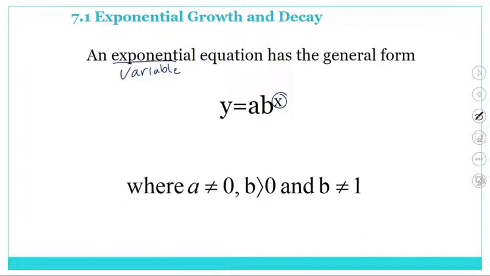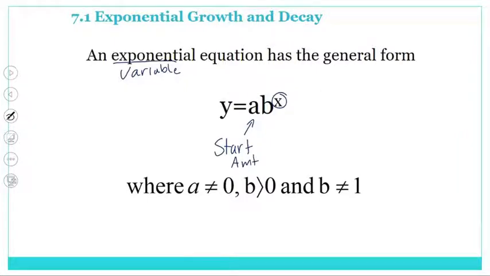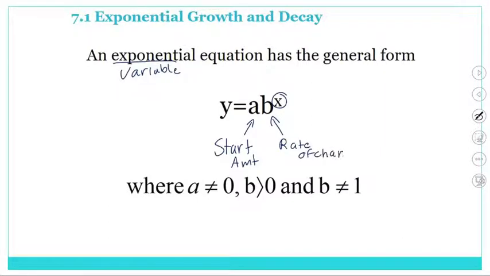Typically, in these functions, a is usually referencing your starting value or starting amount when it comes to more practical real-world problems. B typically represents sort of the rate of change, if you will. It's a little bit more specific than that, but it typically references how quickly this exponential function is growing or decaying, depending on if it's growth or decay.